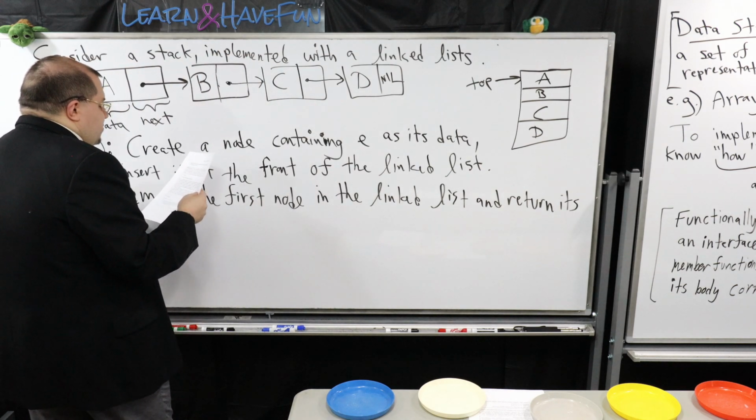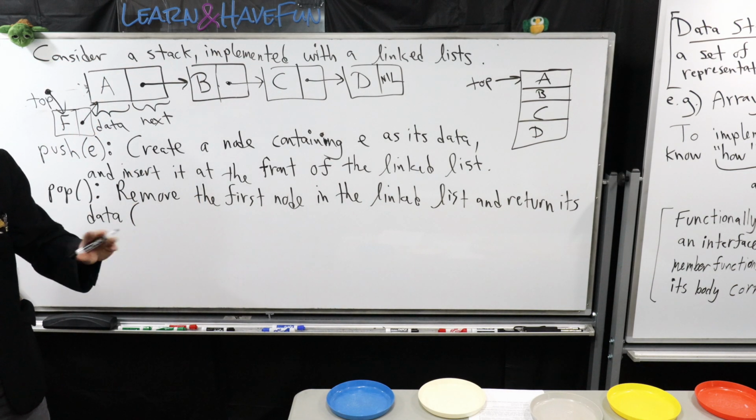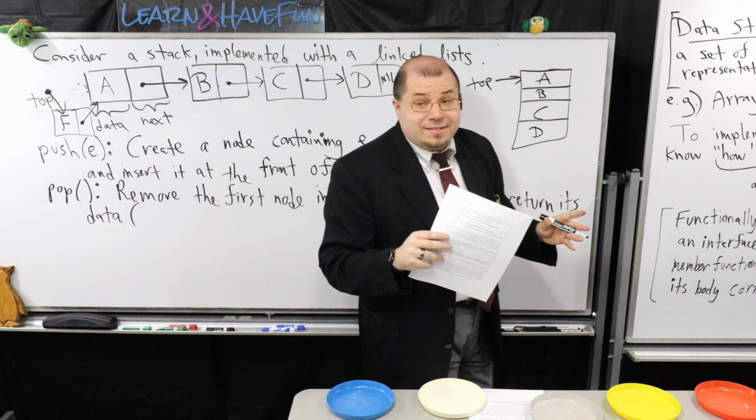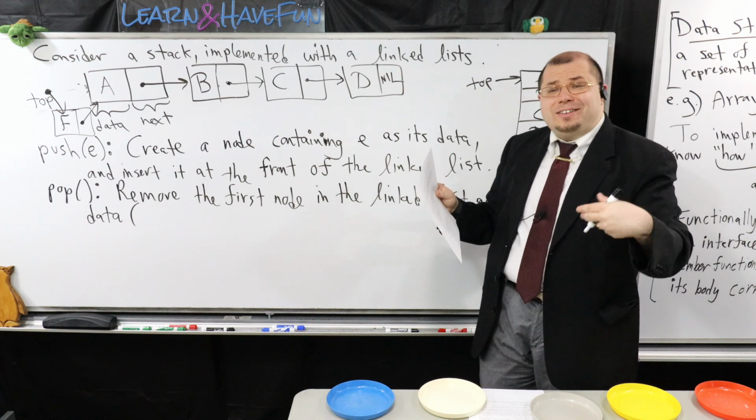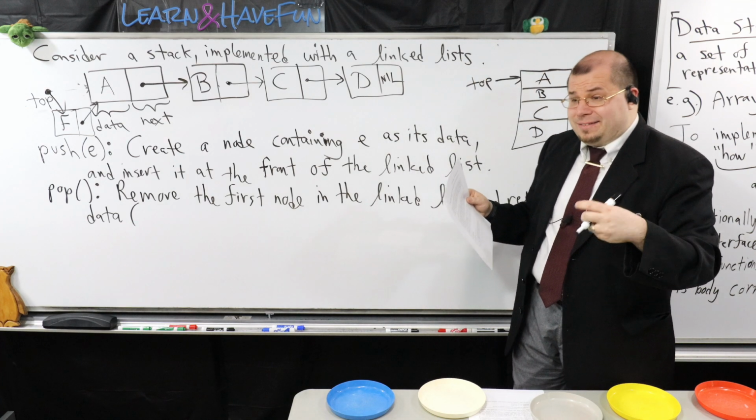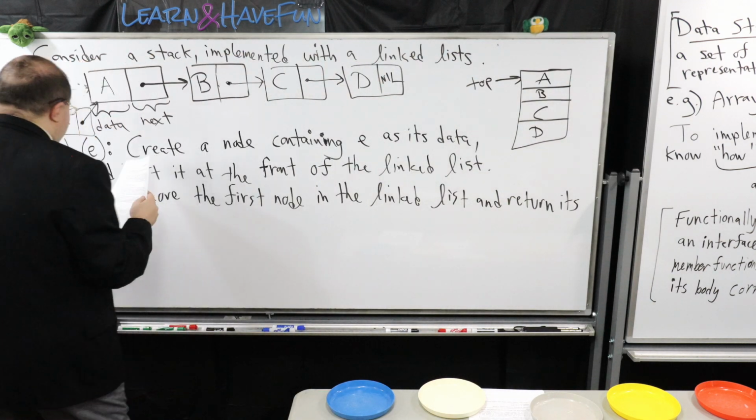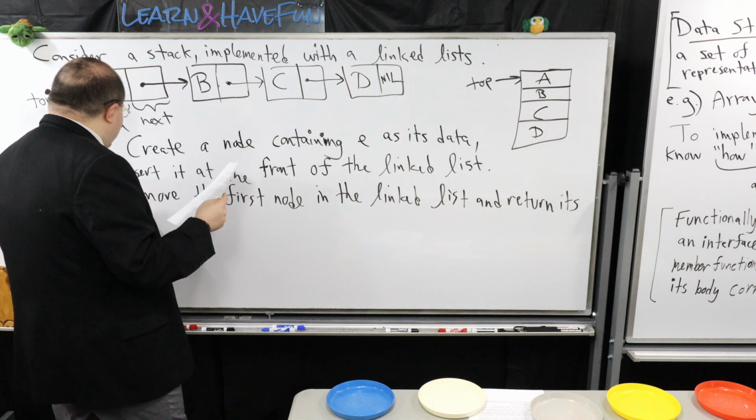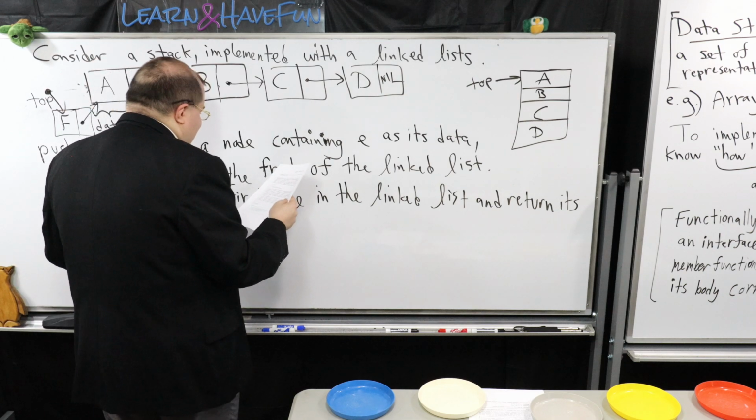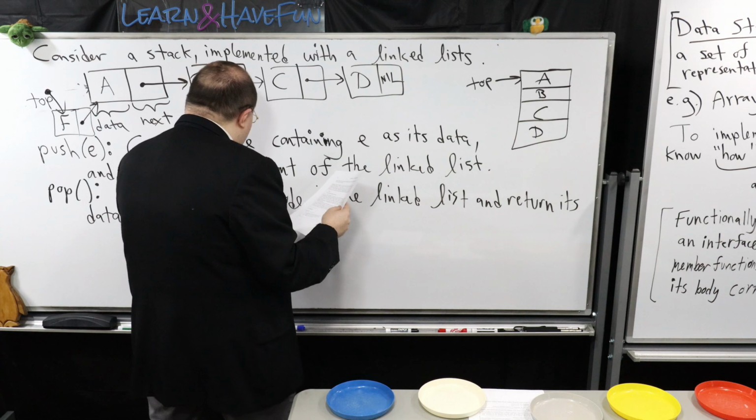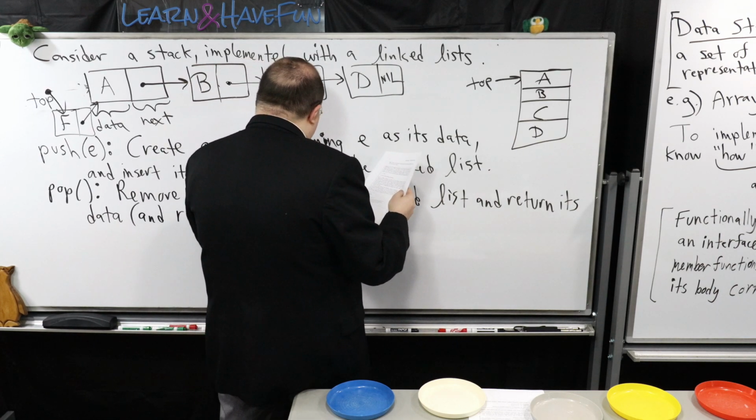Now, I must stress that if there are no nodes in our linked list, which you can actually check very easily if you have a size attribute, so if you keep track of the size of the linked list, as in the number of nodes it has, then it's really easy to check if there's no nodes. So I want to make a caveat that we return null if there are no nodes.